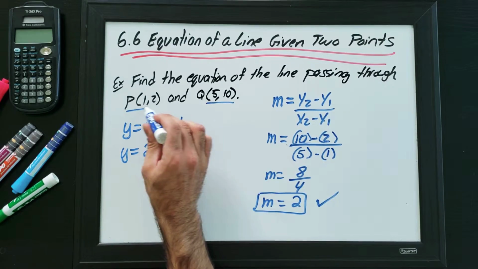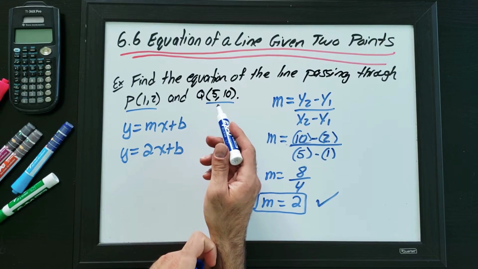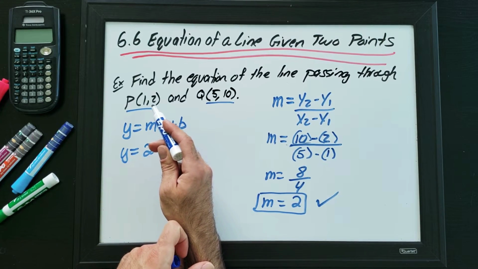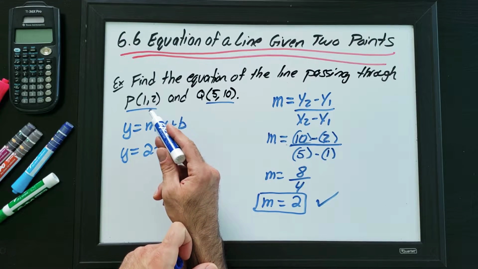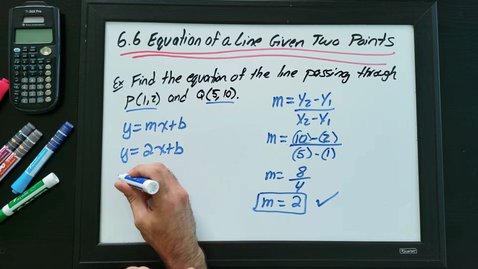Now we have 2 points here. Which one are we going to use? It doesn't matter. Both these points lie on the line. So pick the smallest numbers and plug it in. Not necessarily always the smallest numbers, but in this case, I'm going to pick the smallest numbers. This is my x, this is my y.